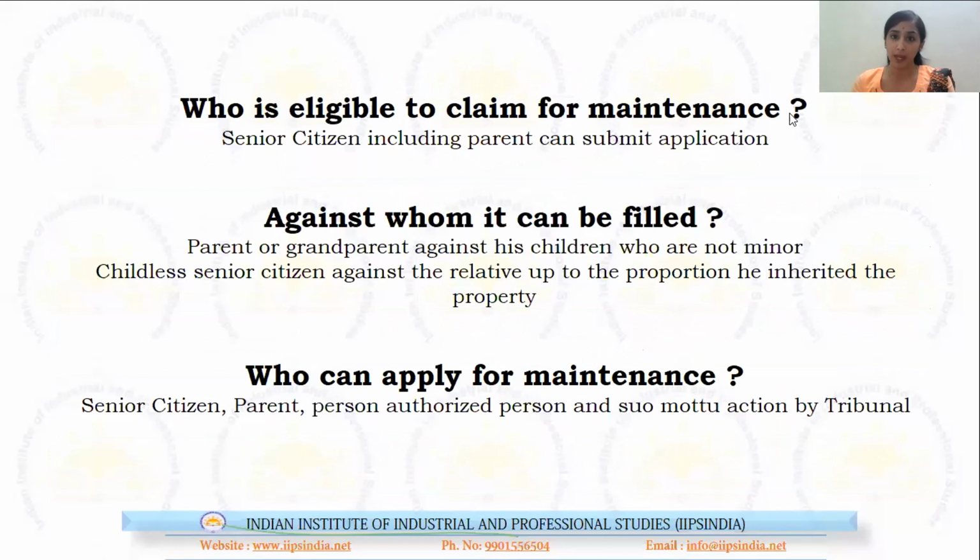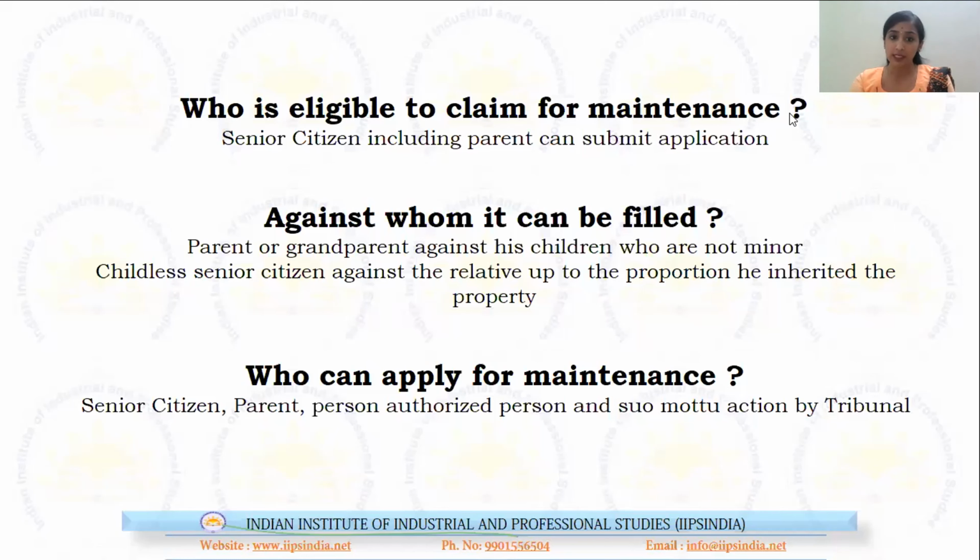Who is eligible to claim maintenance? Senior citizens and parents are eligible to claim maintenance under the provisions of this act. Any senior citizen or any parent can file an application for maintenance from their children or relative by invoking the provisions of this act. Against whom can it be filed? It can be filed against the children who are not minors and against the relative. As I said earlier, children means son, daughter, grandson and granddaughter, whereas the relative means the legal heir who is going to inherit your property.